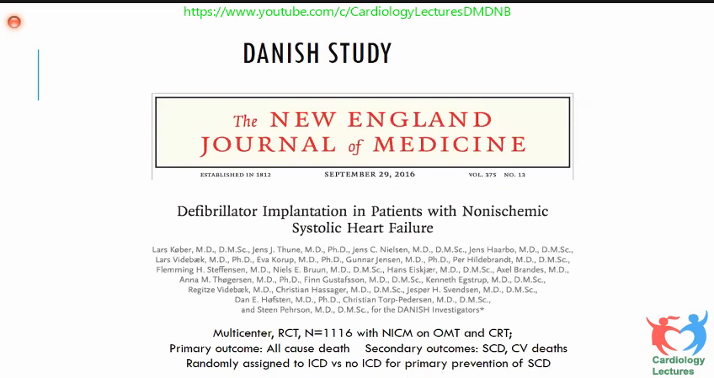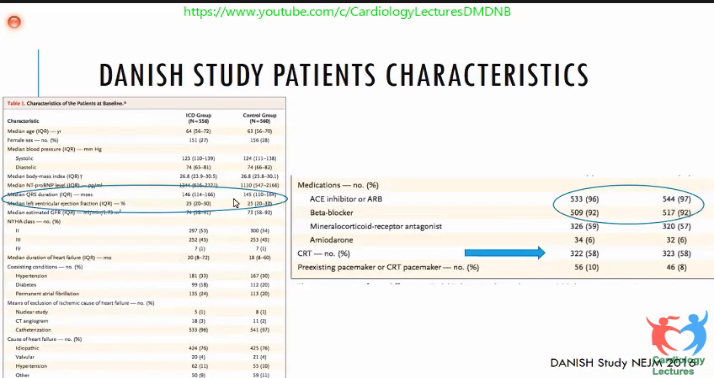This study was published in 2016, just about 4 years ago, looking into ICD implantation in patients with non-ischemic systolic heart failure. They randomized patients with non-ischemic cardiomyopathy already on medical therapy and CRT. They randomly assigned from ICD to no ICD, and the primary outcome is all-cause death, with secondary outcomes of sudden cardiac death and cardiovascular death.